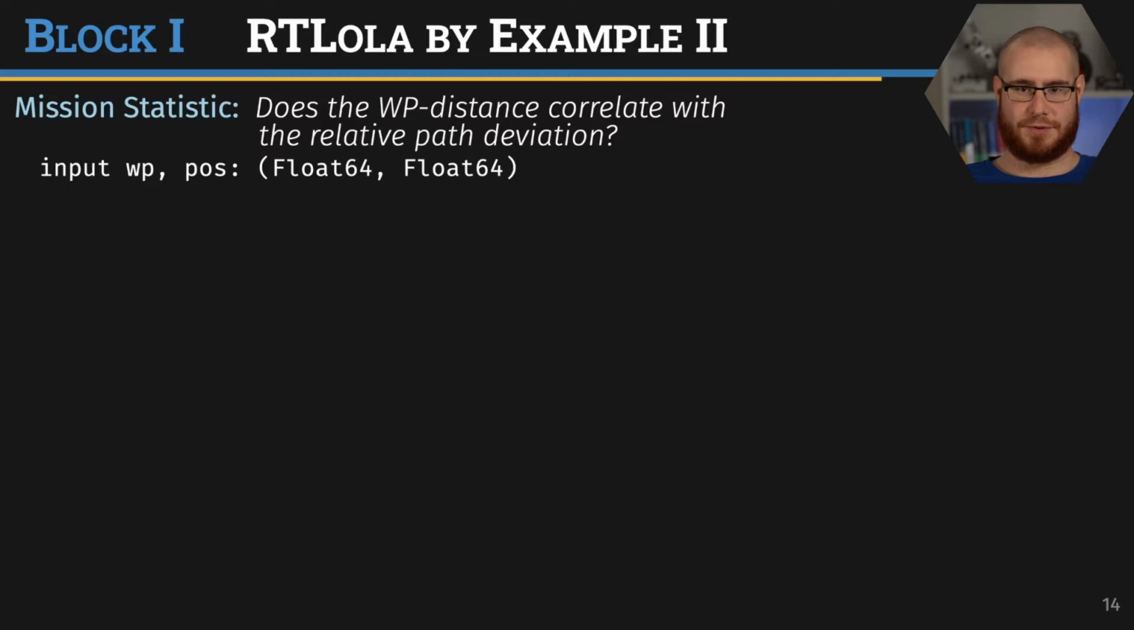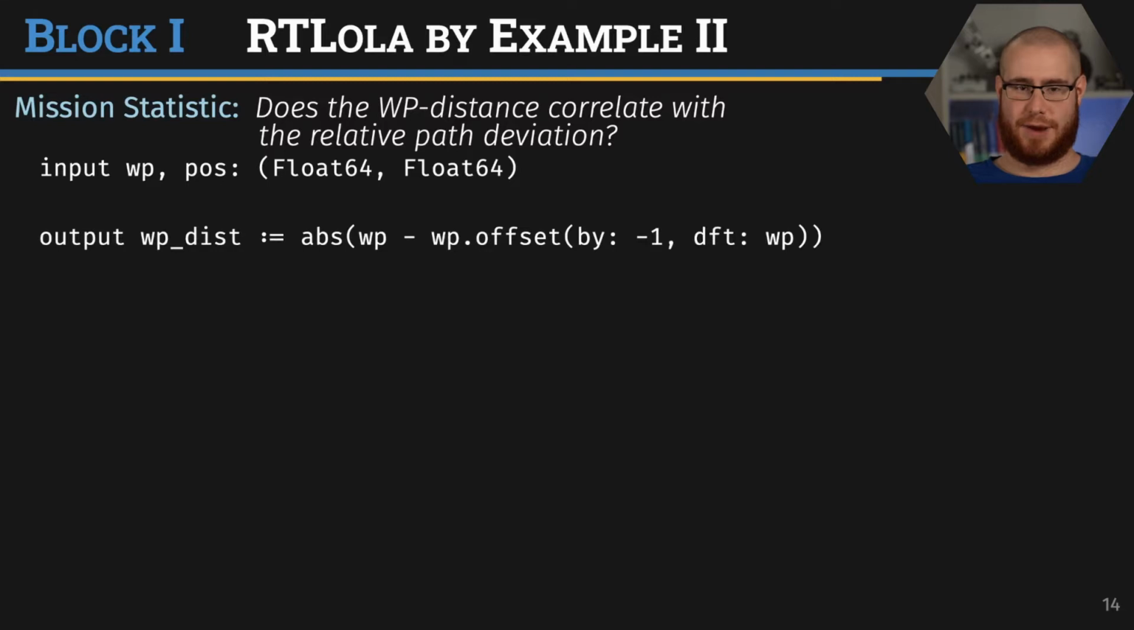The first thing we have to do is define the input streams, and for this we have the WP stream for waypoints and the position. Now suppose we only get a new waypoint when we reach the last one. Now the first output we want to compute is the distance between two waypoints. For this we take the absolute difference between the current value of the WP stream and the last one. And note that the timing of WP dist is coupled with the timing of WP.